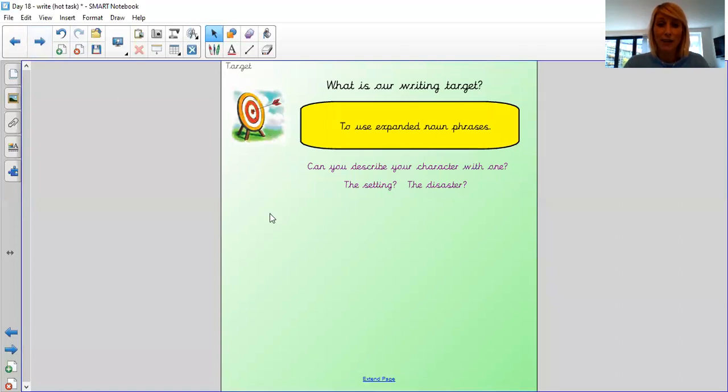Okay, a reminder then, our writing target is to use expanded noun phrases. We've been doing really well with that. You're really understanding what they are now and able to identify them. So it's just a case of making sure we remember to include them in our writing.